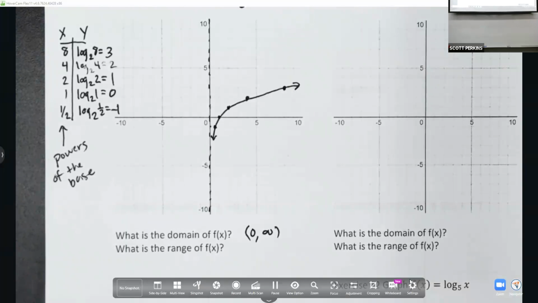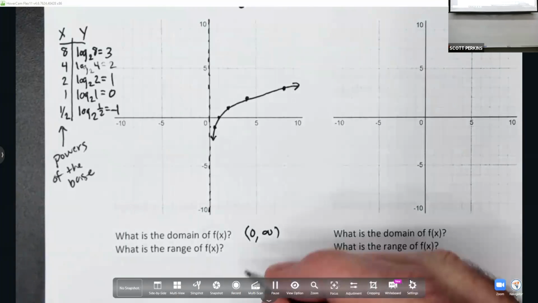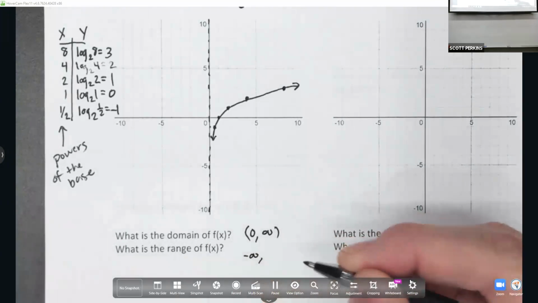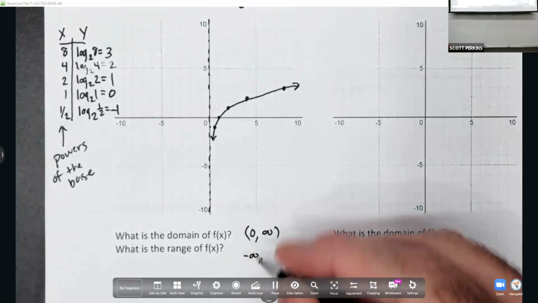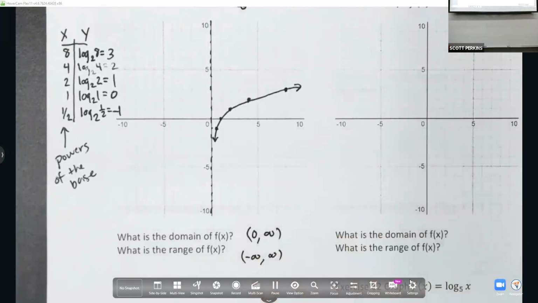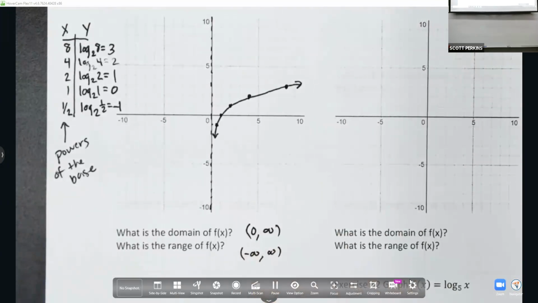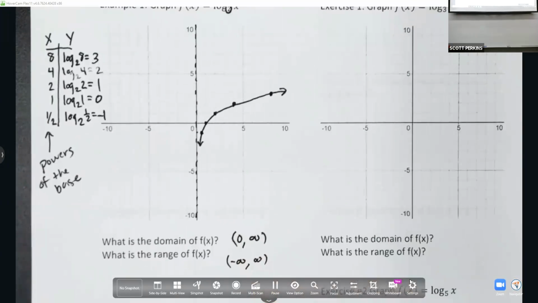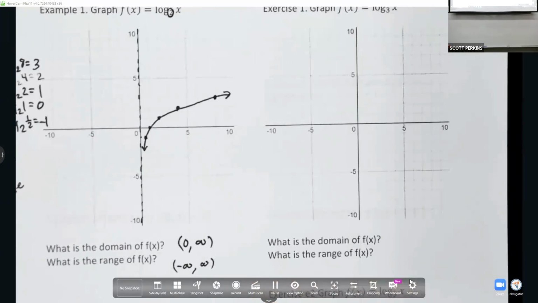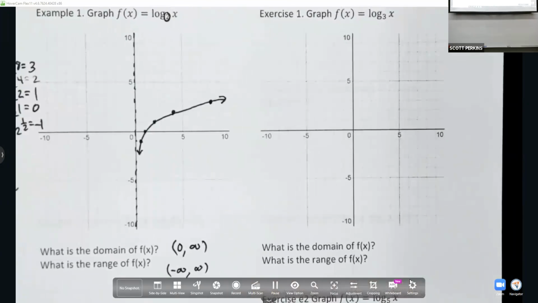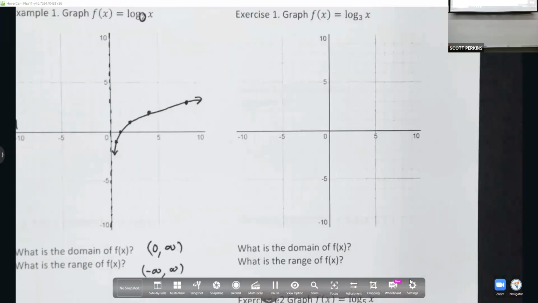What's the range? Well, how far down does this go? -infinity. How far up does it go? There you go. Perfect. Well, if you would do the same thing for me for exercise 1, I just changed the base so that you would get the pleasure of working through it.